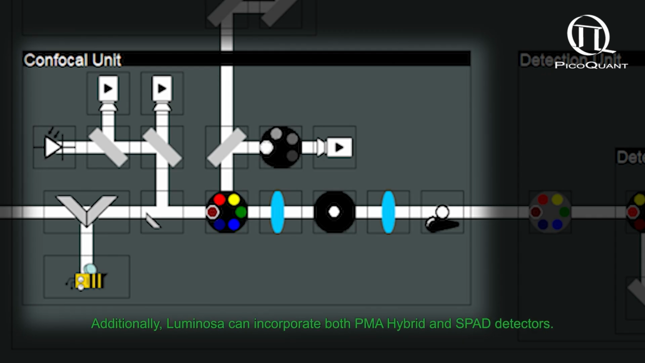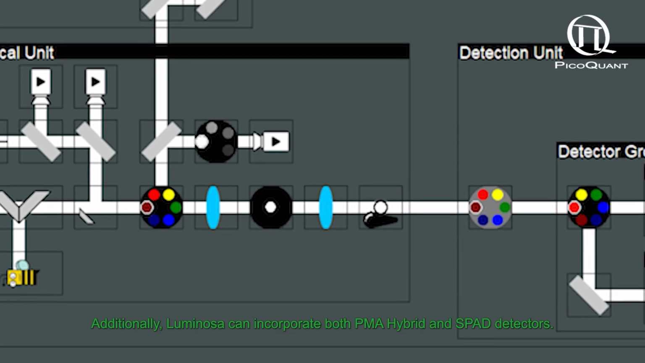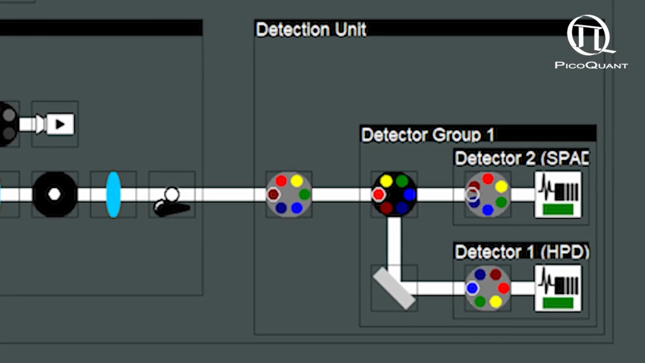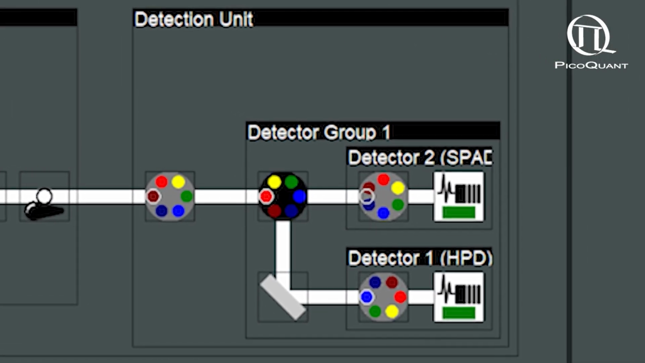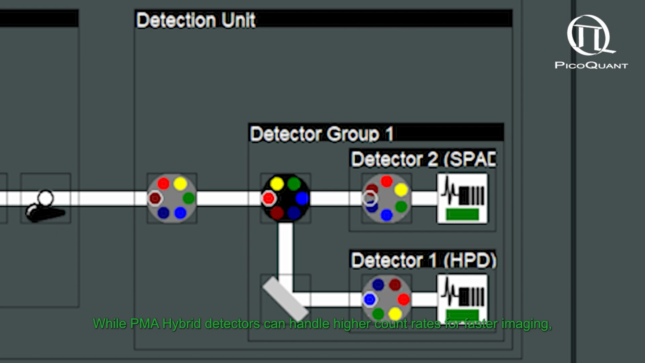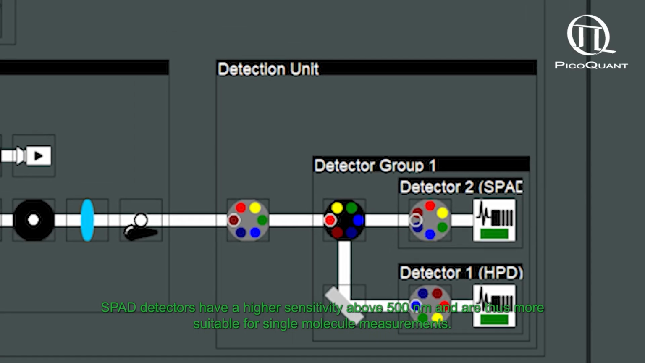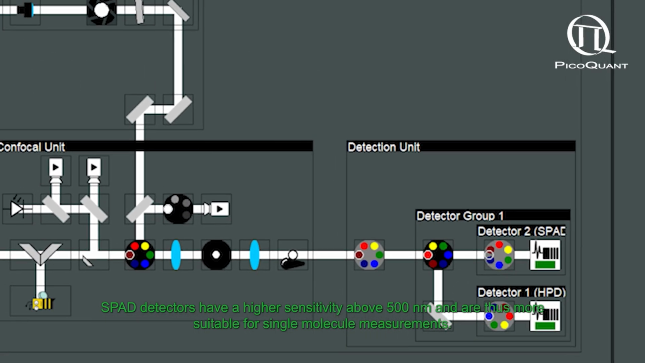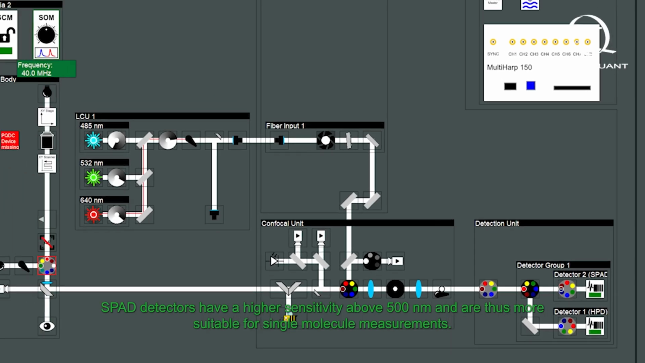Additionally, Luminosa can incorporate both PMA hybrid and SPAD detectors. While PMA hybrid detectors can handle higher count rates for faster imaging, SPAD detectors have a higher sensitivity above 500 nanometers and are thus more suitable for single-molecule measurements.